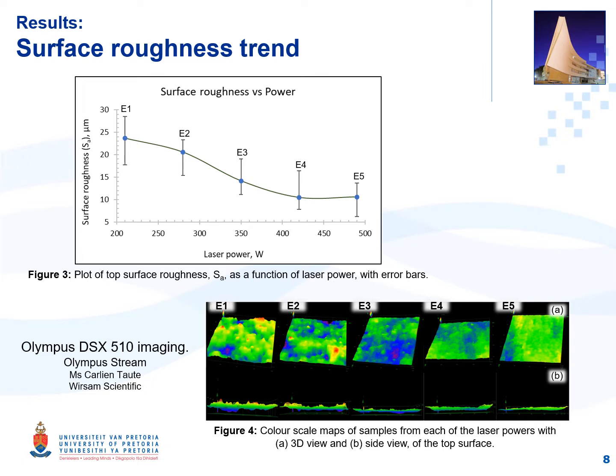Color scale maps were created using the Olympus Stream software and show the height variation in surface in a 3D view as well as in side view. Both views show a larger variation in the surface roughness for the lowest laser powers, and a smoother surface, less height variation at higher laser power.